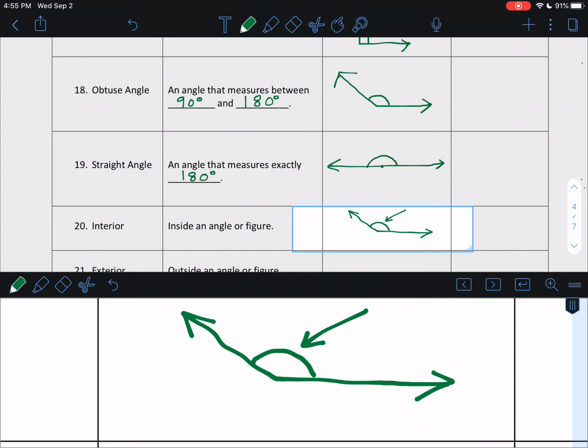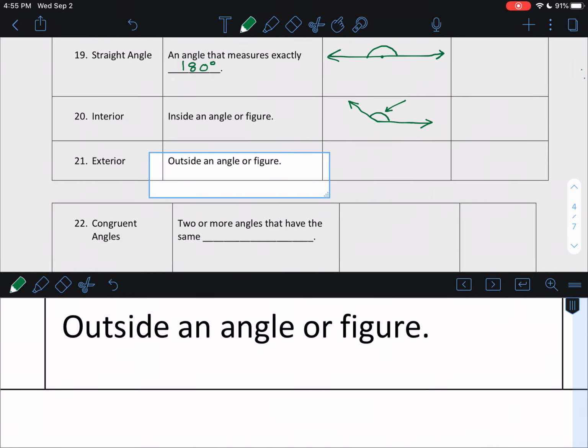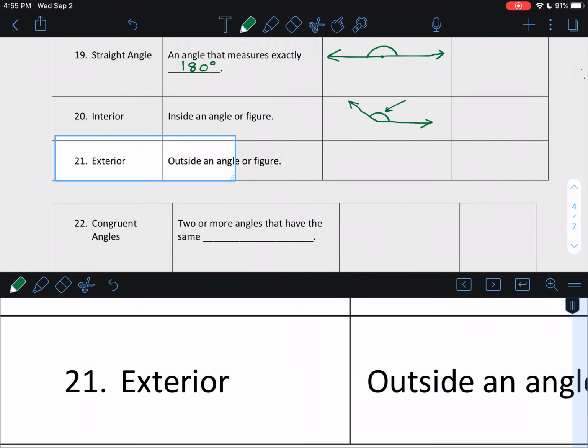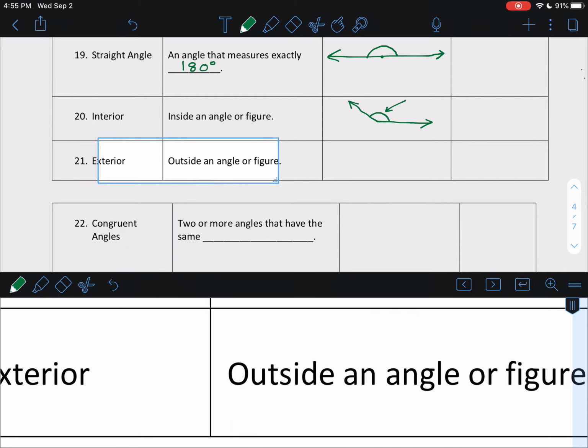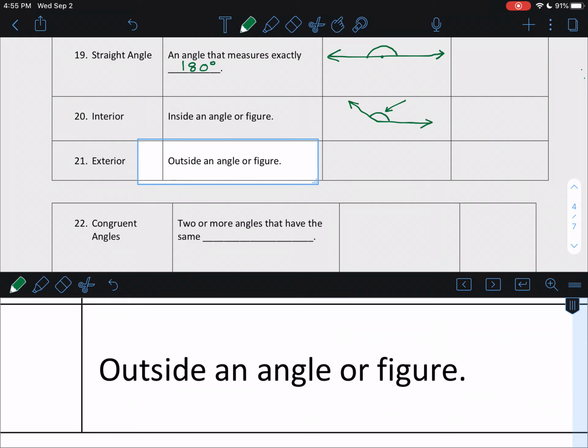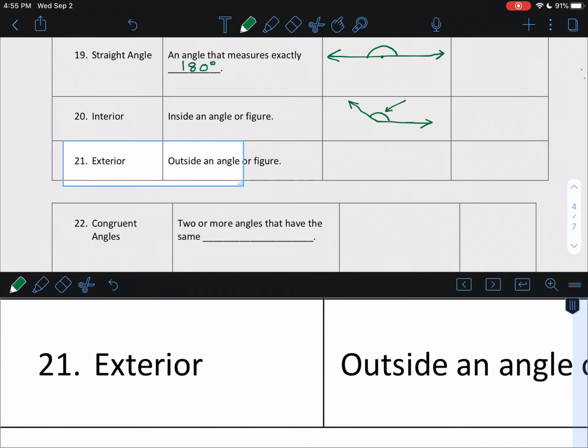I guess the exterior isn't used often enough for there to be a distinct way of naming it. So typically when we refer to an angle, we're almost always referring to its interior. Occasionally we'll be referring to the exterior, but not often. So exterior is outside an angle or figure.